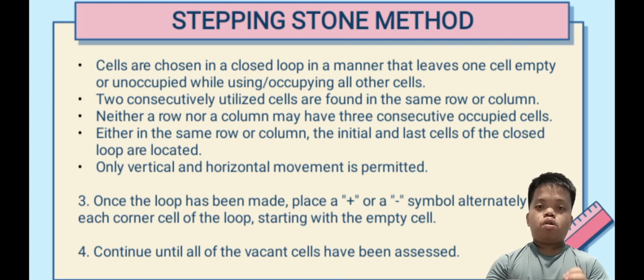Then, either in the same row or column, the initial and last cells of the closed loop are located. Only vertical and horizontal movement is permitted, making a closed loop.